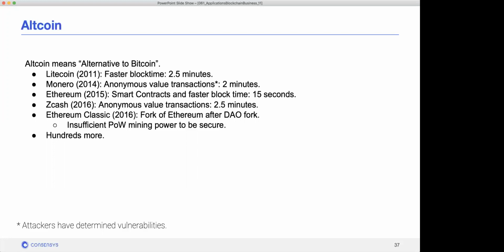And then there was Ethereum Classic. So Ethereum forked. There were 2 versions of the blockchain, and 2 groups of people ended up going in different directions for the actual blockchain. And Ethereum Classic has the problem that the amount of proof of work mining power, so the hash rate, isn't high enough to be secure. And so people can attack the blockchain and reorganize the blockchain. And there are hundreds and hundreds more altcoin blockchains.